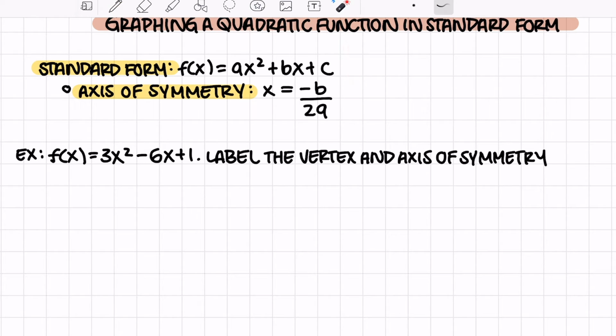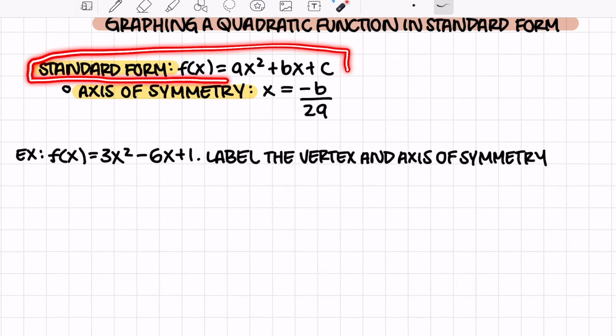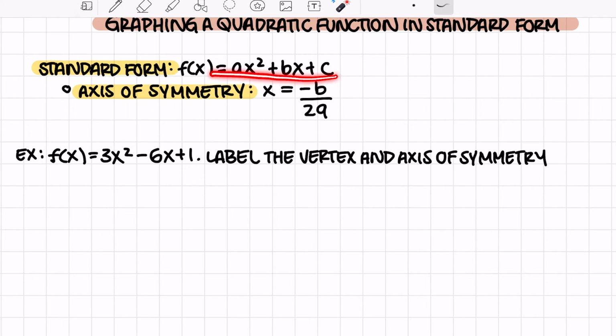The functions that we have been using are usually in vertex form, but sometimes you will receive a standard form. Standard form is when you have the quadratic function in ax squared plus bx plus c format. Because of the difference in the format, your axis of symmetry is a little bit different to find. We are going to be using the formula x equals -b over 2a to find our axis of symmetry. In these cases, it's always good to start off by finding your axis of symmetry first, then afterwards your vertex.